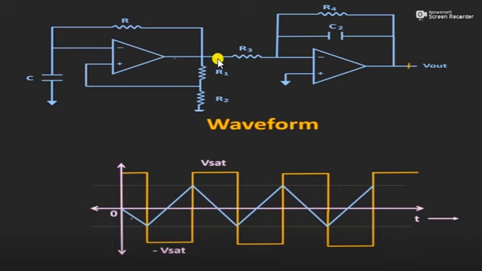Suppose V0 dash is low at minus V saturation. The minus V saturation is given to the inverting terminal of the integrator. The output of the integrator is moving towards positive. Like that, the triangular wave is generated. Here the rising time and falling time are equal, and this is the output square waveform. This is the 50% duty cycle of the astable multivibrator.